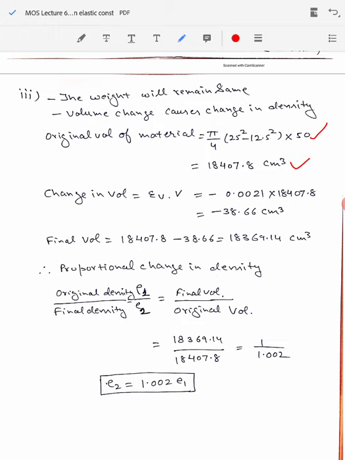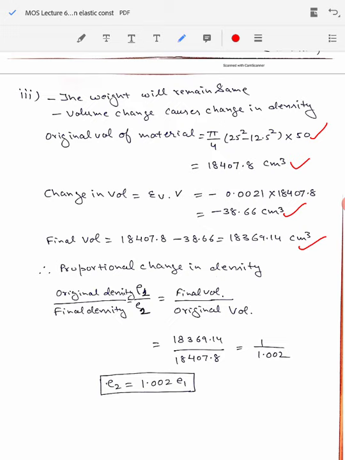Let's calculate the change in volume, because we have just calculated the volumetric strain previously. If we multiply the original volume of the material with the volumetric strain, you can calculate the change in volume, which is negative here because the compressive load is being applied, so the material is getting reduced to a smaller volume. So the volume will be reduced by minus 38.66 centimeter cube. The final volume can be calculated by subtracting the change in volume from the original volume.